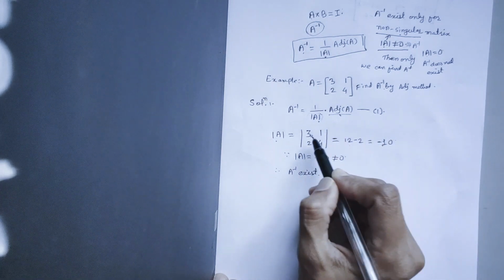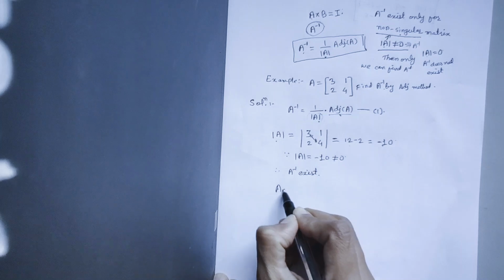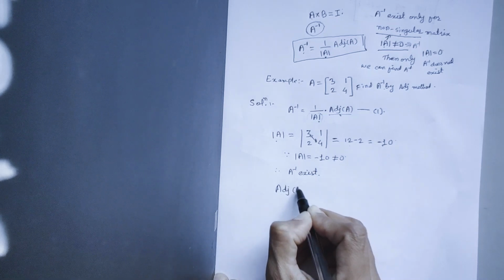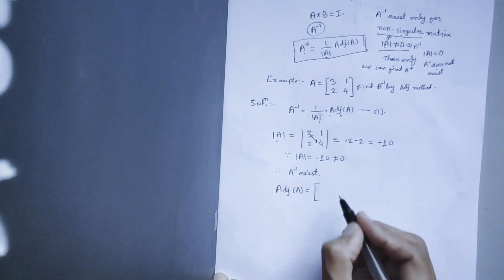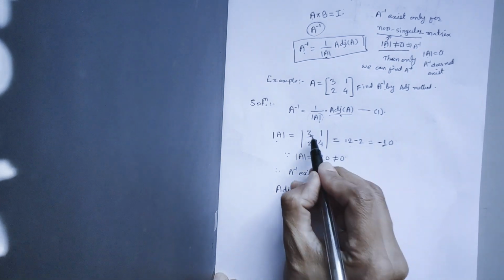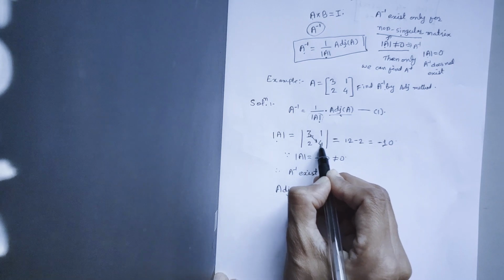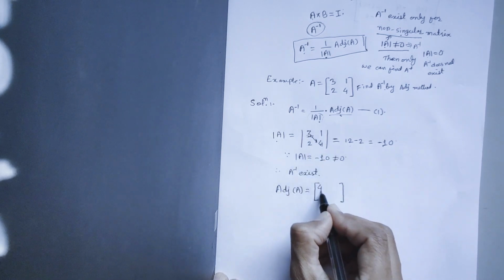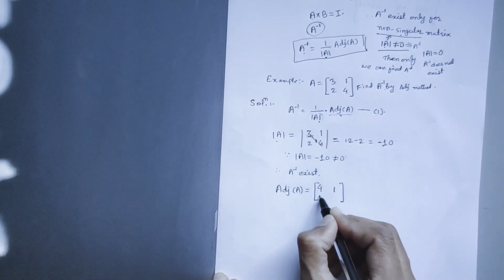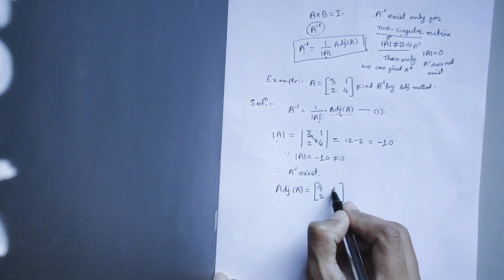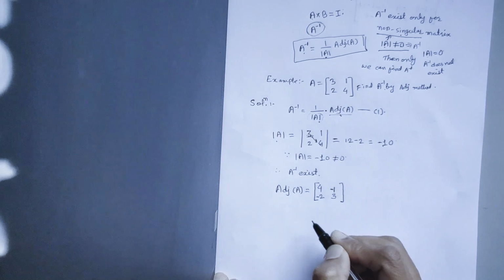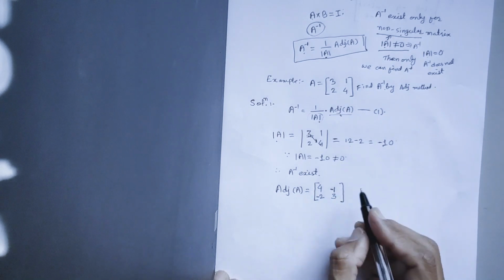So it's a 2 by 2 matrix, and I will show you a simple trick for writing the adjoint of a matrix whenever it is 2 by 2. You just need to interchange the diagonal elements, so 4 and 3 swap, the remaining elements stay as they are, and just change the sign here. So this gives you the adjoint of matrix A.